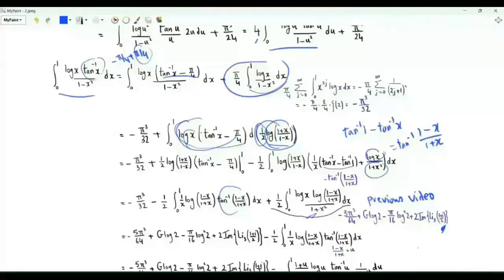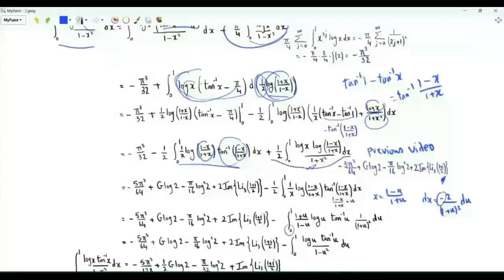To evaluate this integral, use the substitution u equal to 1 minus x over 1 plus x. When x is 0, u is 1. When x is 1, u is 0. X is equal to 1 minus u over 1 plus u. Dx is equal to minus 2 over 1 plus u all squared du. We can use the minus sign to have our integral from 0 to 1.